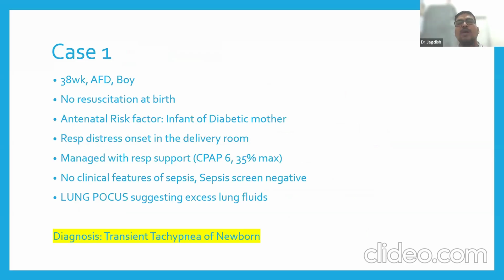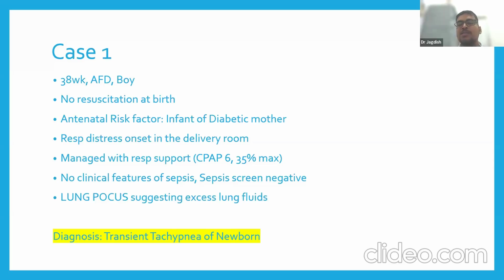So what was my summary here? My summary of this case is a 38-week AFD boy baby without any resuscitation at birth, an infant of diabetic mother. GDM is the antenatal risk factor. Respiratory distress had onset in the delivery room, managed with respiratory support of 6 by 30%. That was the maximum. But clinical signs of sepsis were absent.